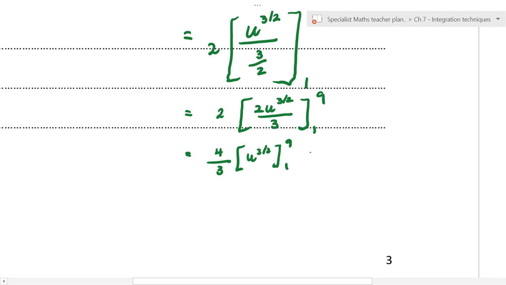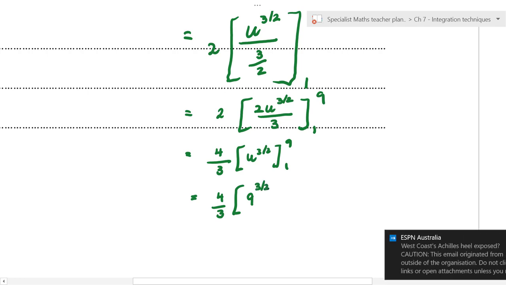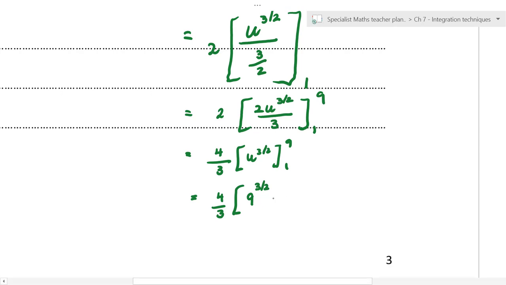Now let's evaluate that. That's going to be 4/3 u to the power of, so that's 9 to the power of 3 on 2. Now you're sort of wondering, how would you do that without a calculator? It's pretty easy, isn't it? But we'll get to that in a second. And then minus, well, this is the easy one, minus 1 to the power of 3 on 2. That's the easy one, isn't it?